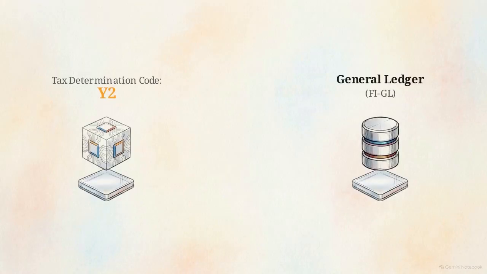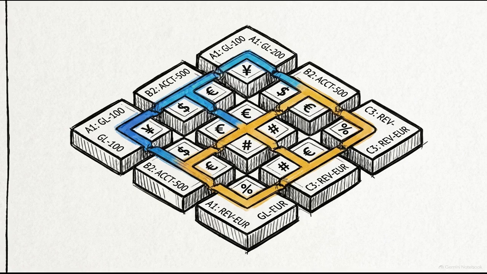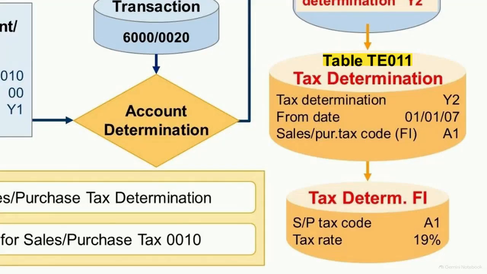This Y2 code is an internal FI-CA construct. The standard general ledger cannot read or process it directly. Account determination successfully solves the revenue routing, but leaves us with a translation requirement to finalize the tax routing. That translation occurs in Table TE011. This matrix connects the FI-CA internal code to the requirements of the FI general ledger.